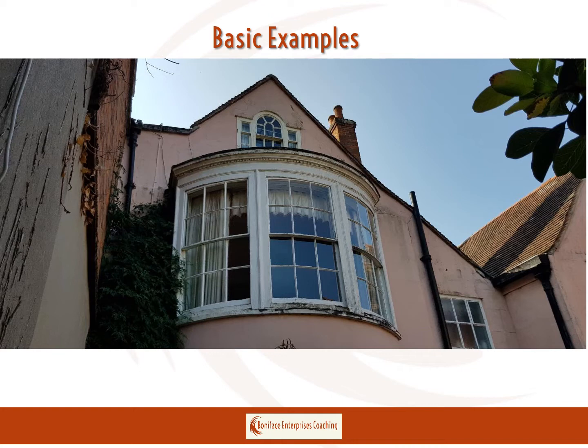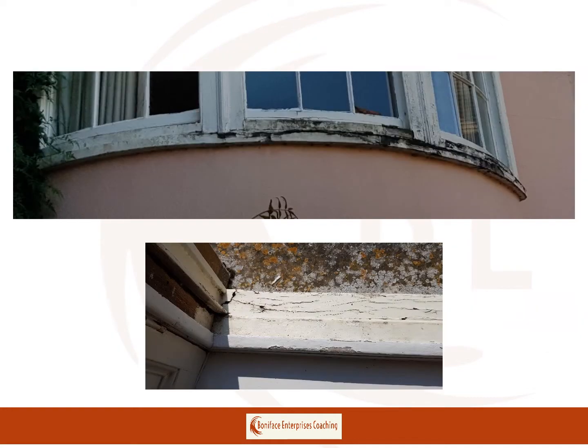Here we see a bow bay window in a historic building. And you can see that most of the window is generally sound, but there are some problems along the sill area. Here are some closer views of that same window and another window in the same building. And here we can see that there is some rot and deterioration along the sills and bottom rails of the sash units.